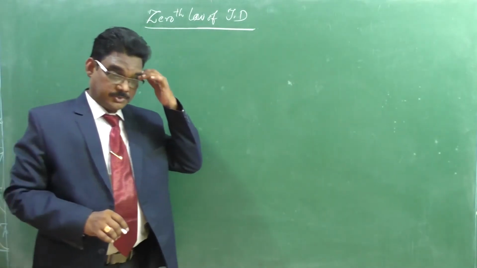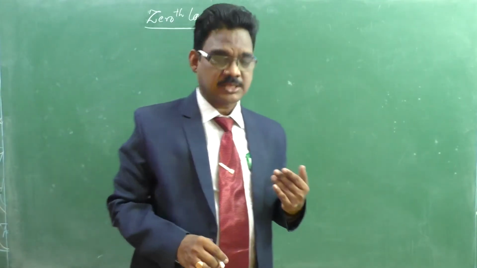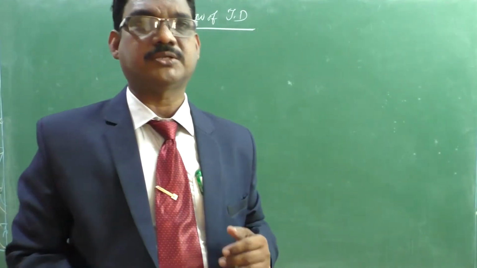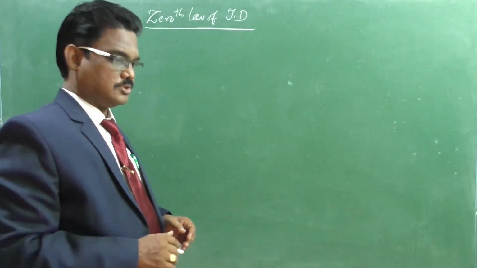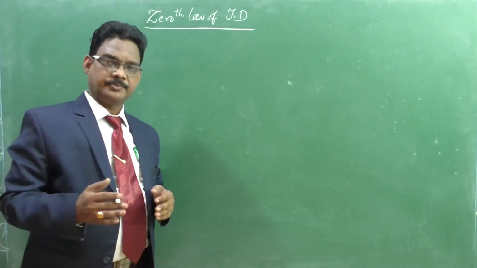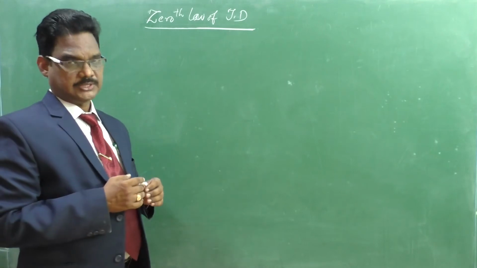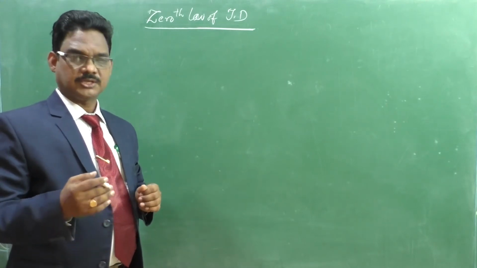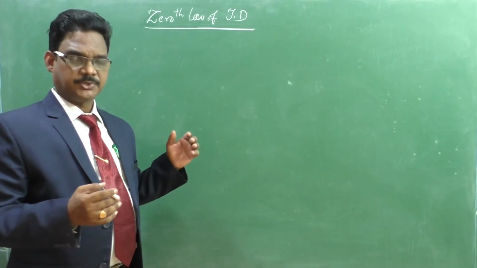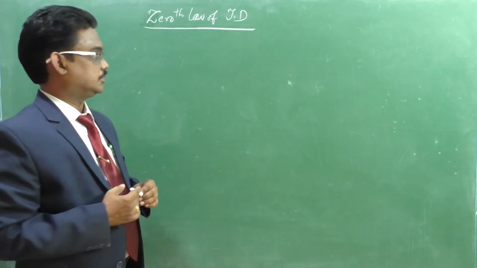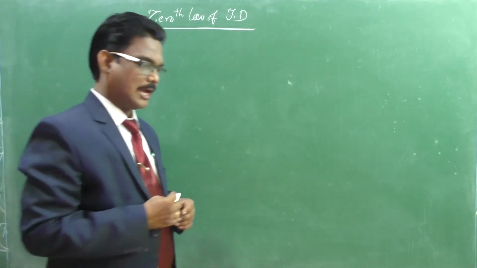Actually, in many sciences, the laws start from the first law, but here it is the zeroth law. The first and second laws were postulated first. After that, they postulated the zeroth law. That is the reason. After the first and second laws, they could not explain temperature, so they gave it the number zero. Okay, zeroth law. What is the zeroth law?